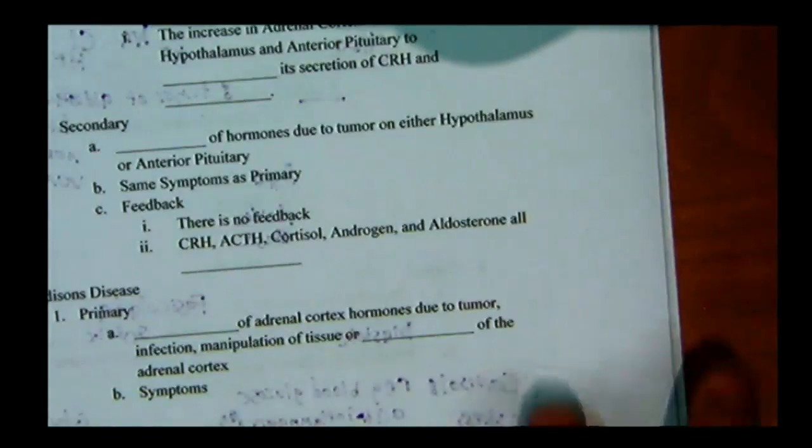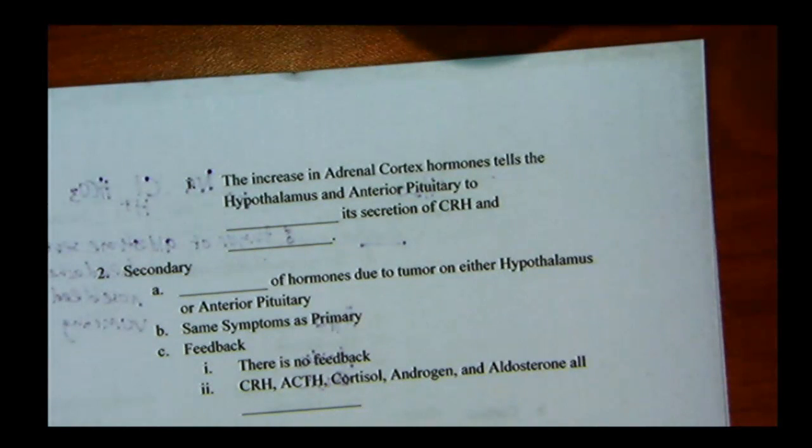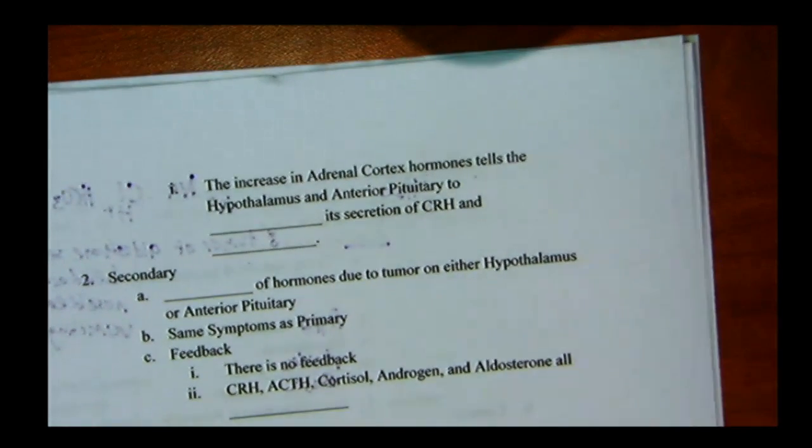So the increase in adrenal cortex hormones tells the hypothalamus and anterior pituitary to do what with CRH? Inhibit, yeah, decrease. CRH and what other hormone? ACTH. Great. So now we're at secondary.